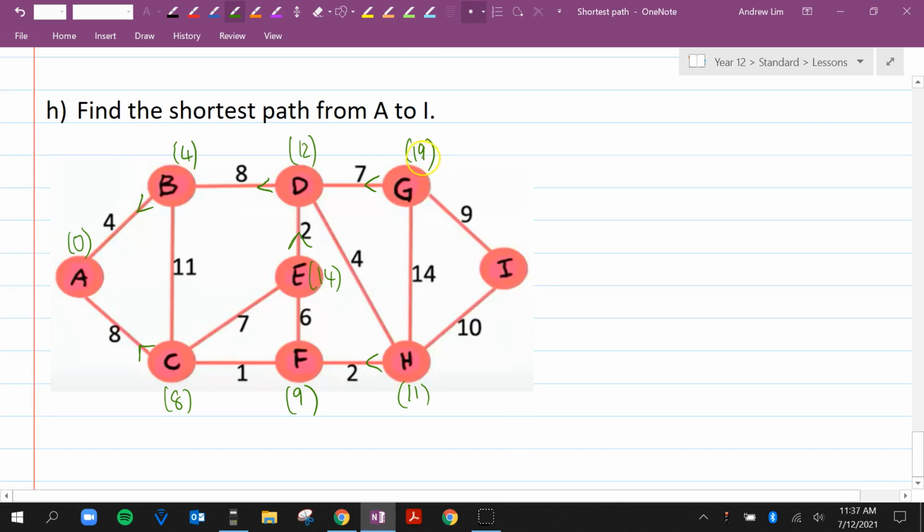And I, 19 plus 9 is 28. 11 plus 10 is 21. So 21 is the shortest from the 10. Alright, now that we've done that, oh, where did I get this 9 from? From here. Now that we've done that, we can highlight, follow the arrows, done. So our shortest path is from A to C to F to H to I, which is 21.